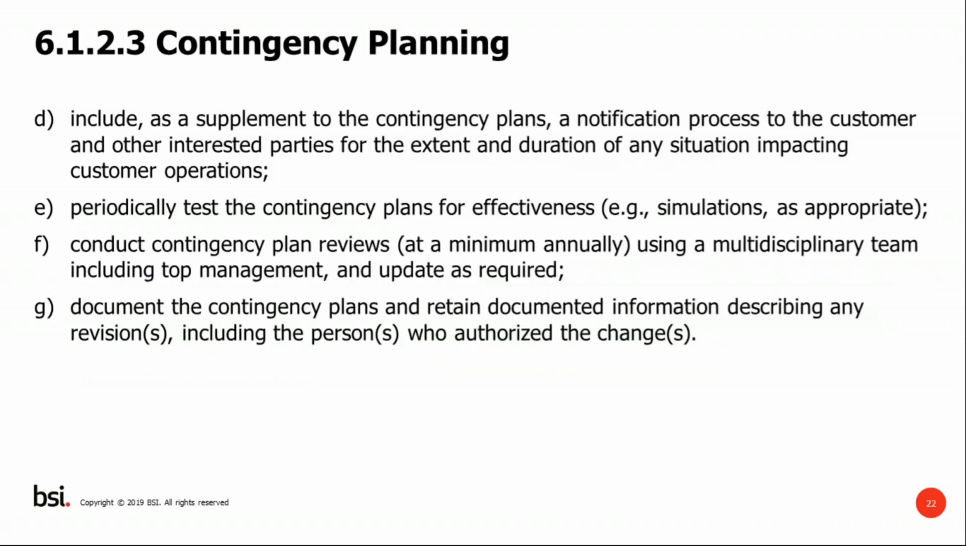The requirements then go on to say, include as a supplement to contingency plans a notification process to the customer and other interested parties for the extent and duration of any situation impacting on customer operations. Periodically test the contingency plans for effectiveness. It talks about simulations as appropriate, another high area of failure in terms of non-conformities. Conduct contingency plan reviews, a minimum of annually, using a multidisciplinary team including top management, and update as required. Document the contingency plans and retain documented information describing any revisions, including the person or persons authorised to make the change or changes.